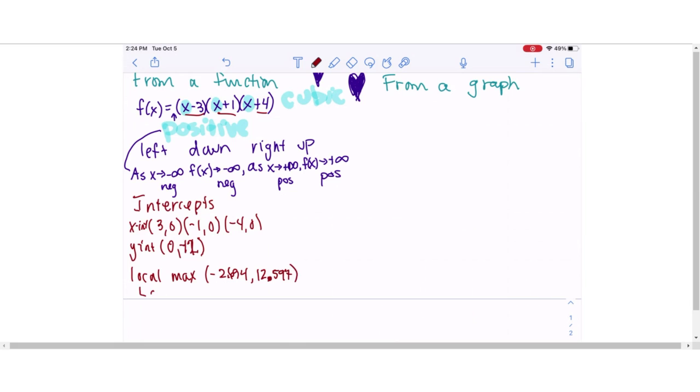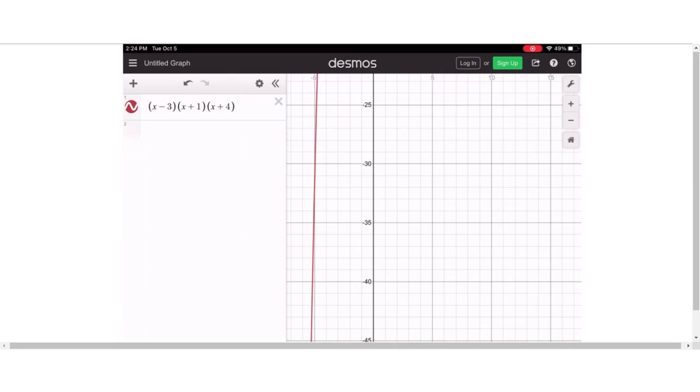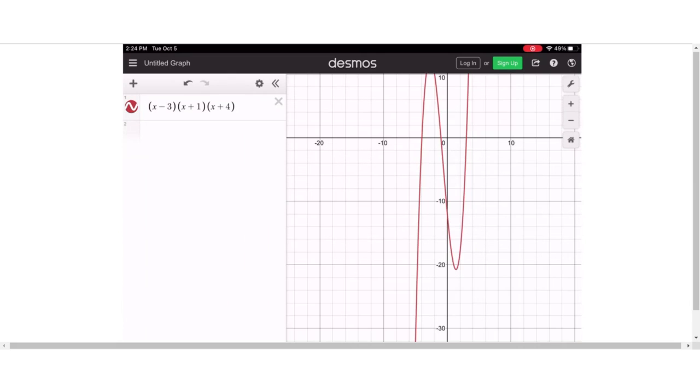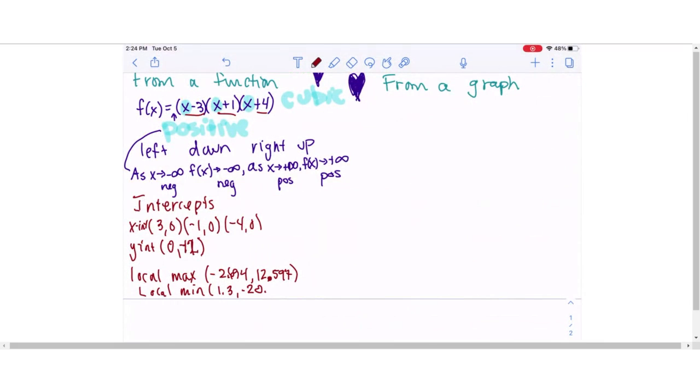And then local min is at, so I take the graph, maybe. Okay, there we go. Down here. 1.3 basically, and -20 point something. Because you don't have to have exact. Basically, you need to be able to identify it.